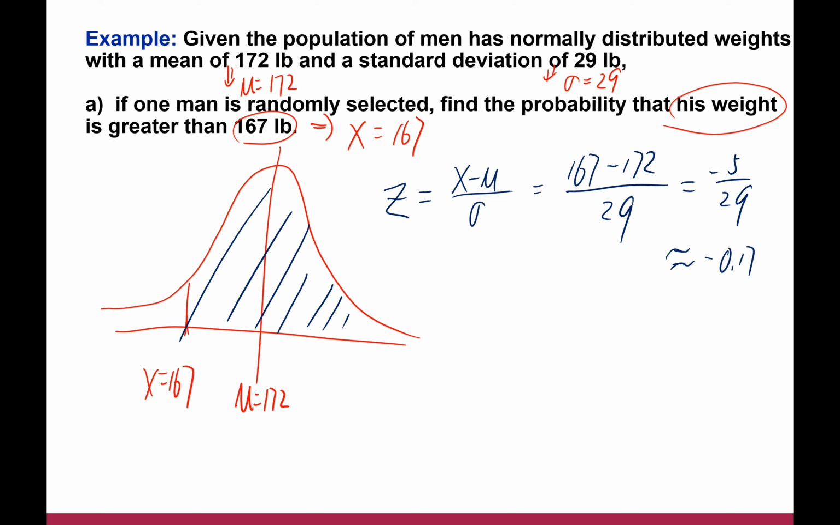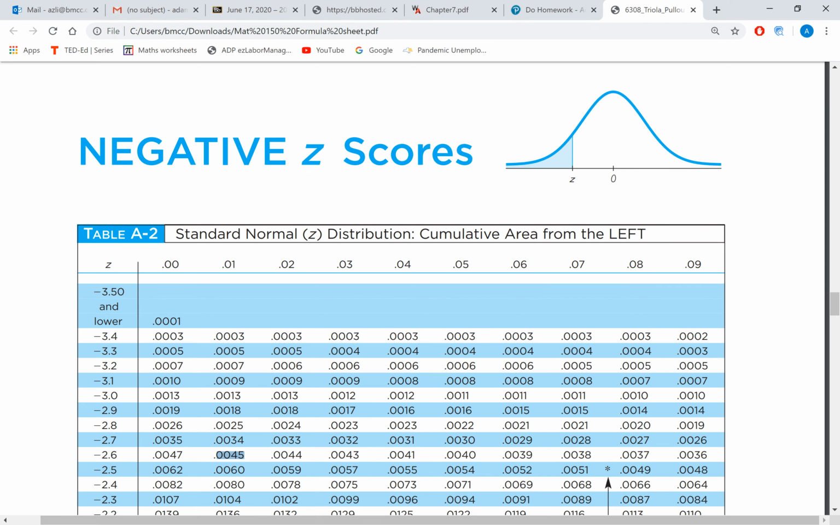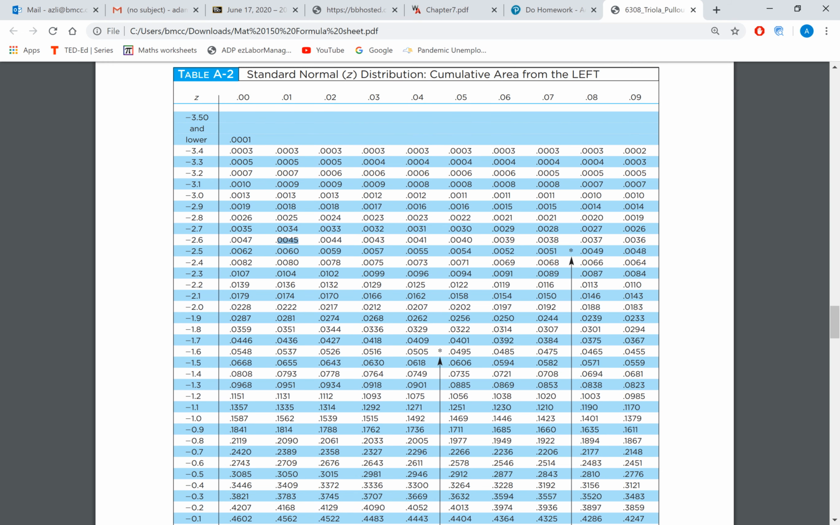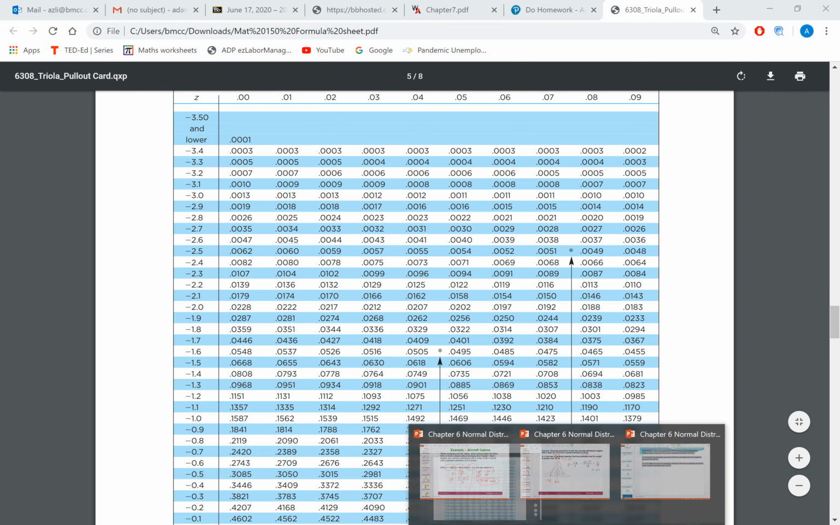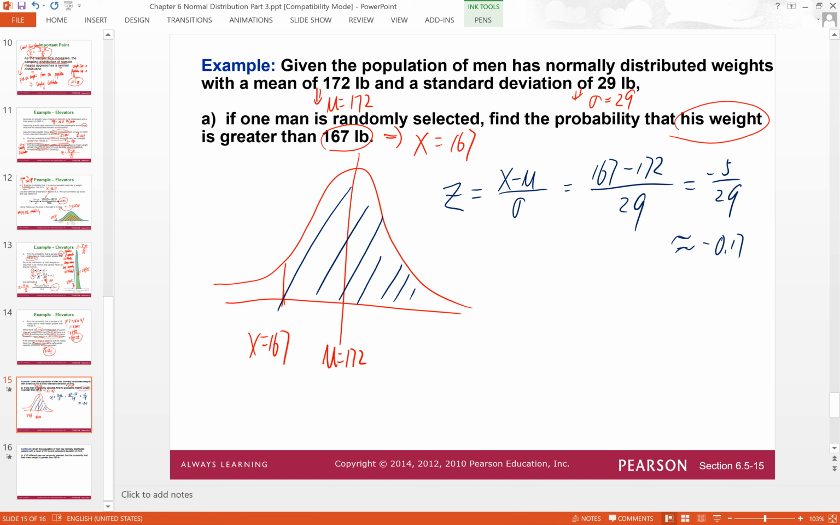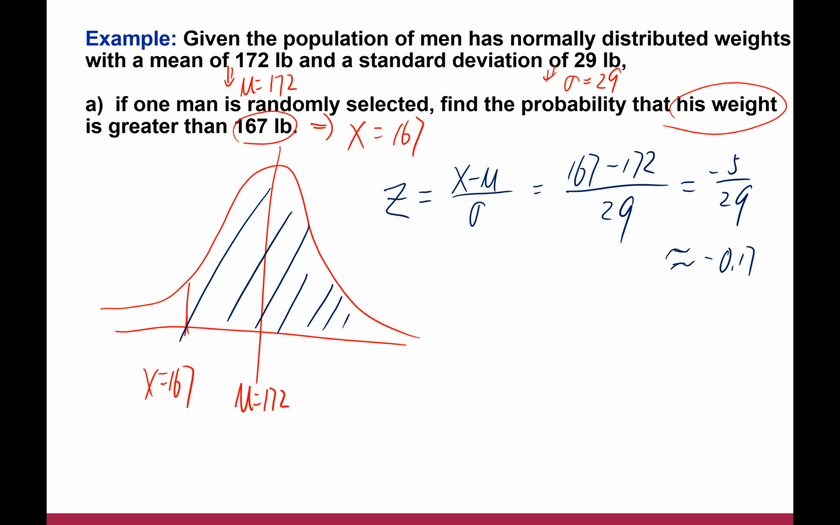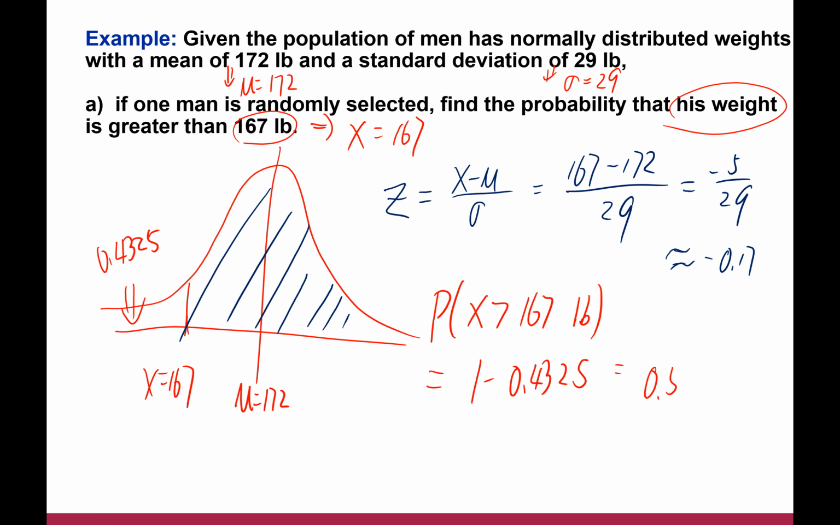And again, go back to table A2, look for the area to the left. So again, first page of table A2, -0.17, we get a probability of 0.4325. So that's the area to the left. We're looking for the area to the right. So probability for x greater than 167 pounds equals 1 minus 0.4325. This is 0.5675. That means the probability here will be 56.75%.